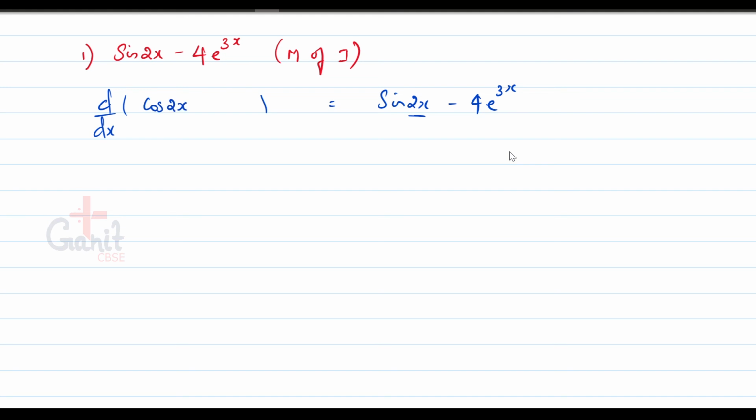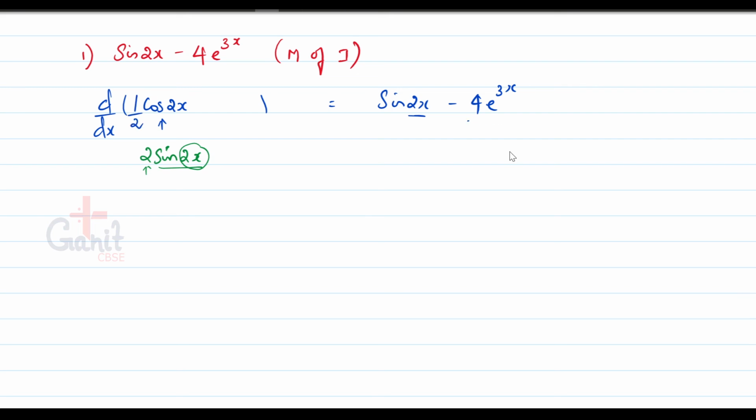So if I differentiate cos 2x, I'll get 2 sin 2x, because differentiation of cos x is sin x, and I have to differentiate this 2x to get this 2. But in this function I don't have 2. So I have to remove the 2. I can use 1 by 2 here.